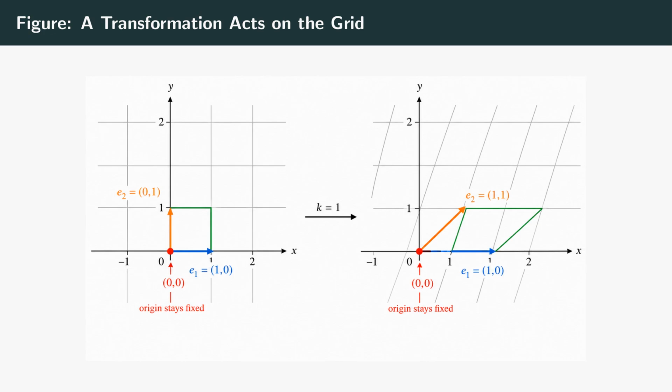It still points to (1, 0). But the tip of the second arrow slides sideways, so it now points to (1, 1). The horizontal grid lines stay exactly where they were, while the vertical grid lines all tilt over into parallel diagonals. The little unit square has become a slanted parallelogram.